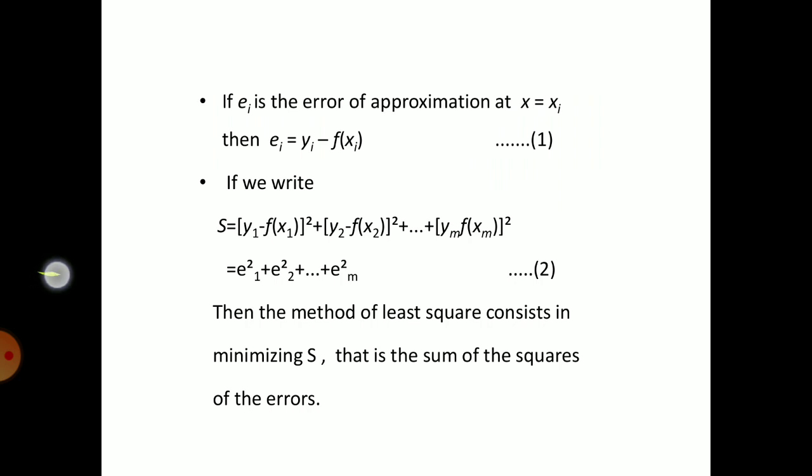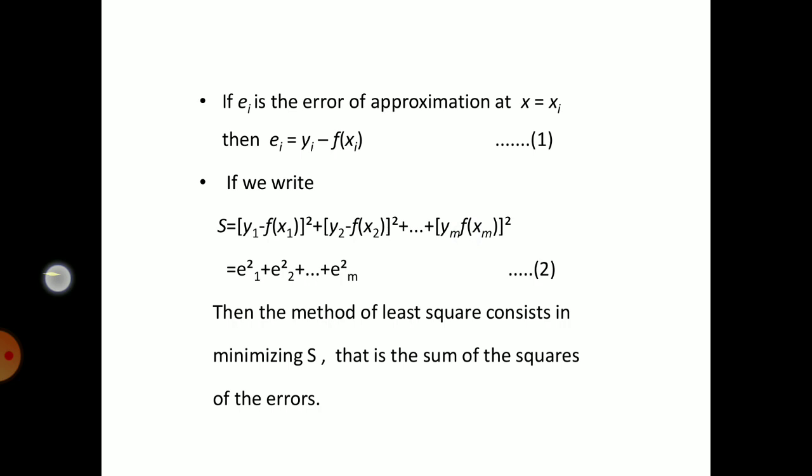If ei is the error of the approximation at x equals xi, then ei equals yi minus f of xi. That means e1 equals y1 minus f of x1, e2 equals y2 minus f of x2, and so on up to the mth value of i. If we write S equals y1 minus f of x1 whole square plus y2 minus f of x2 whole square plus and so on, this is ym minus f of xm whole square. This is a minus sign, this is a print mistake, there is a minus sign.